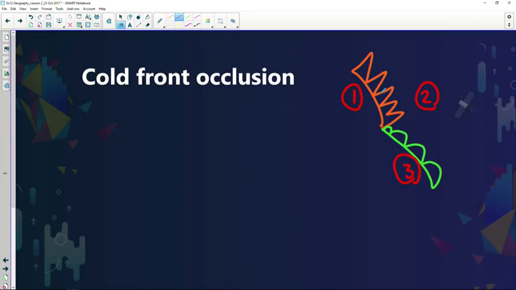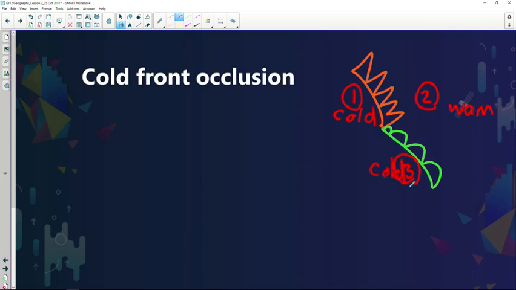Now, the cold front is the leading edge of the cold air. The warm front is the leading edge of the warm air. So all the air behind the cold front is cold. All the air behind the warm front is warm. The air in front of the warm front is also cold.